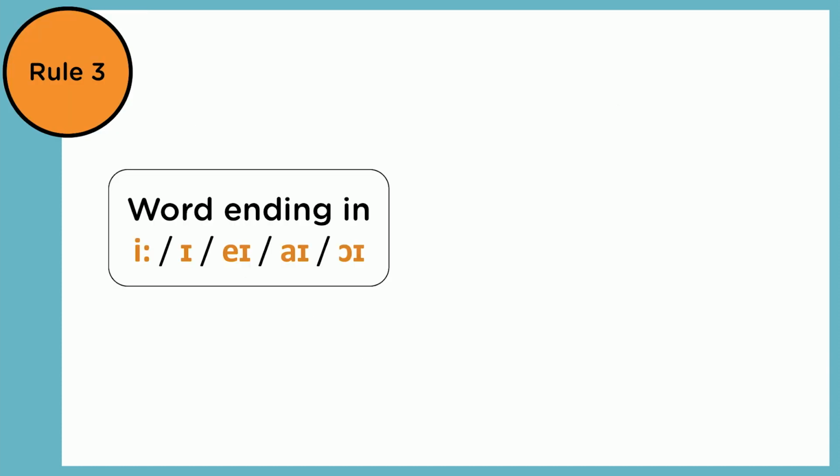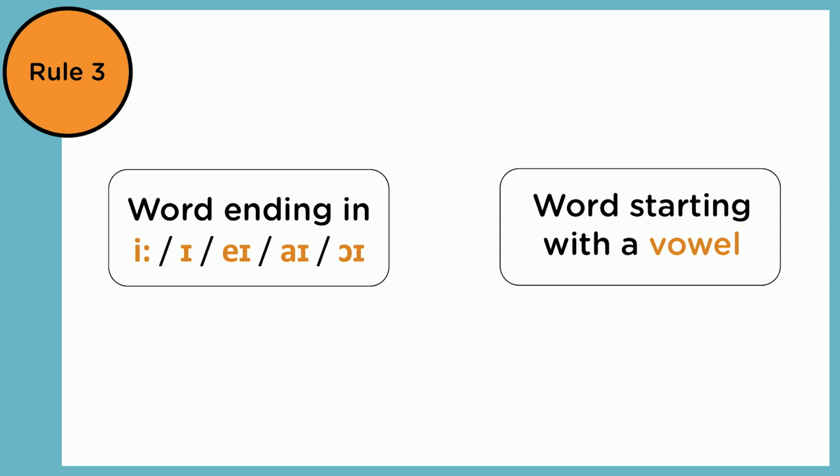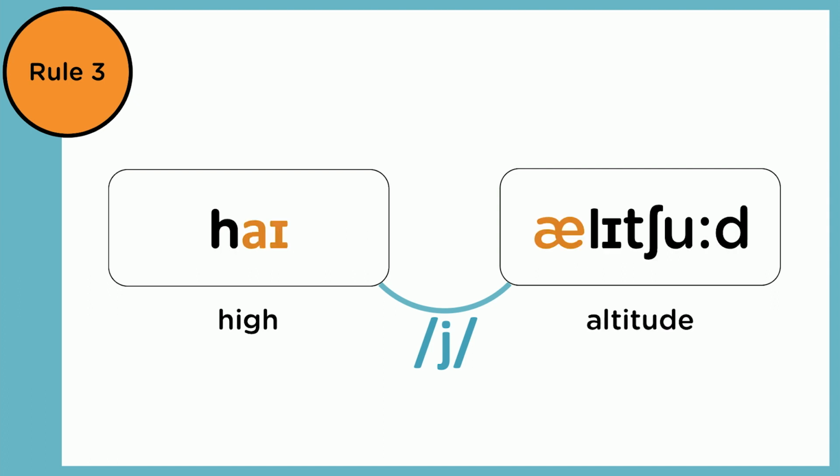So, this time, if the first word ends in e, a, I, or oi, and the next word starts again with any vowel, this time we add the y sound, like in the word you. Here's an example. The word on the left says hi. I is the vowel. The next word starts with the vowel a, altitude. I could say high altitude, but it would sound far better for me to say high-y altitude. So we add a y sound between them.